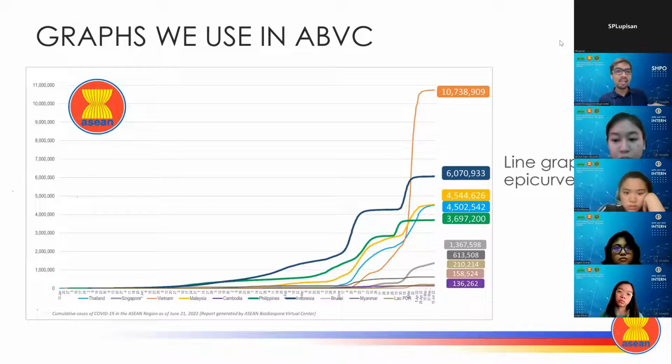So where is the case fatality rate of our COVID-19 now in the ASEAN region? What is our case fatality rate now?